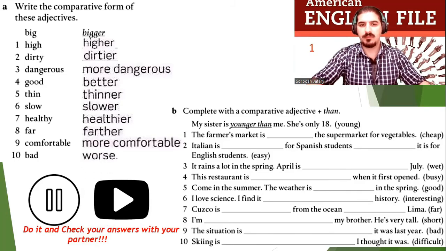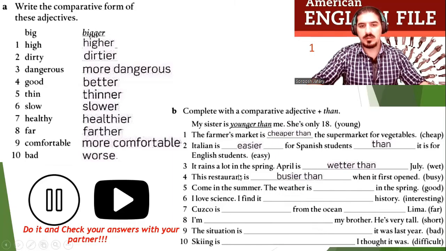All right, fair enough. Now, number 1, the farmer's market is cheaper than the supermarket for vegetables. Number 2, Italian is easier for Spanish students than it is for English students. Number 3, it rains a lot in the spring. April is wetter than July. Number 4, this restaurant is busier than when it first opened. Good. Number 5, come in summer, the weather is better than in the spring.